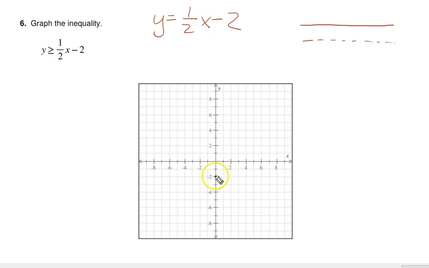So this is a -2 on our y-intercept. Our slope is 1/2. So that means we're going to go over 2, up 1. And I can put in some more points, over 2, up 1. There's my x-intercept, over 2, up 1. So this will be my line here.